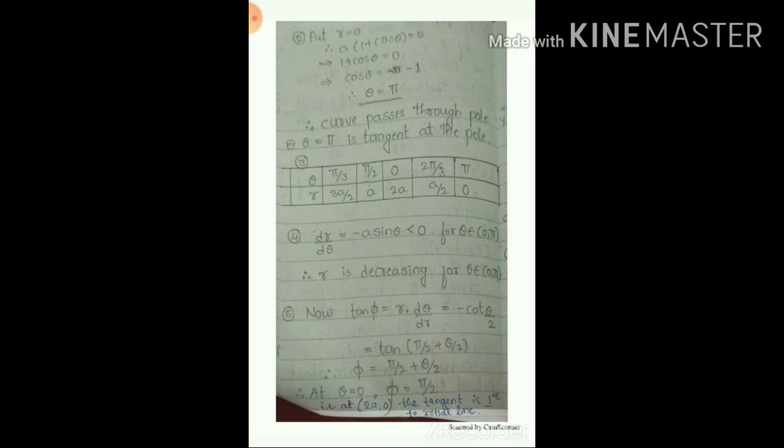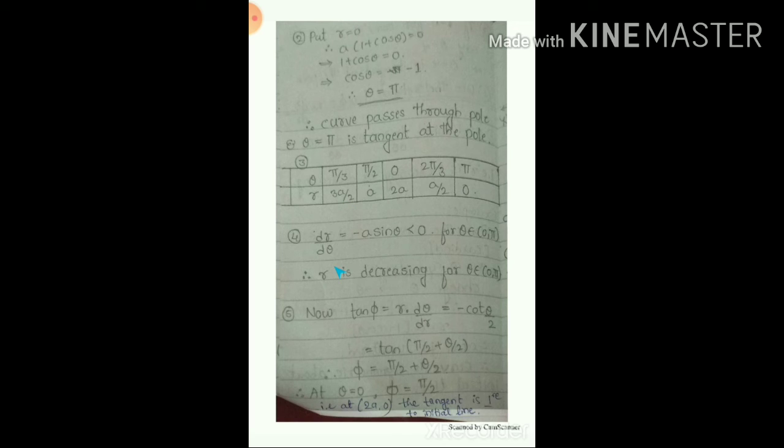Means we will find whether the curve passes through the pole or not, and also we will get the tangent at the pole. And for different values of theta, for example 0, pi by 3, pi by 2, 2 pi by 3 and pi, you have to calculate the r value. Then if you join these points, you will get the curve.